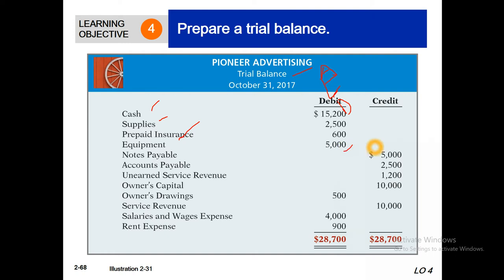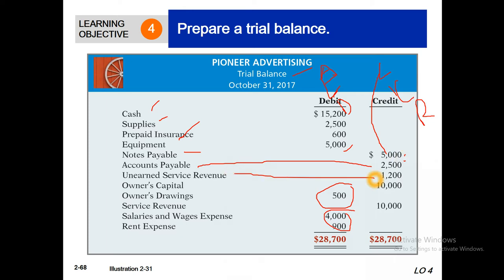Okay, and now also debit balance: our drawing and expenses, these two expenses. And on our credit side we have our liabilities, our capital, and revenue. So you know that this is notes payable, accounts payable, these are our liabilities. These two are our liabilities, and this is our unearned service revenue. This is also our liability. This is also our liability.